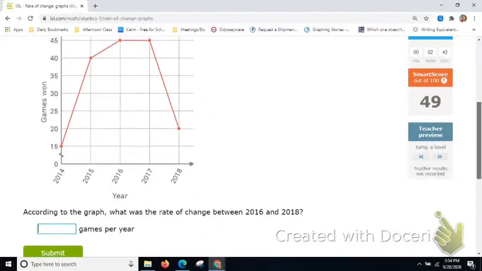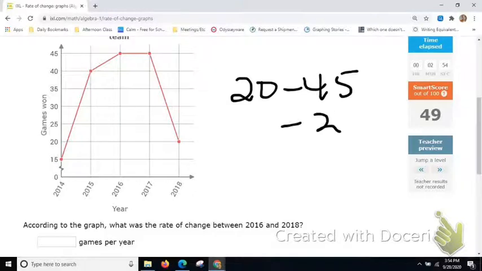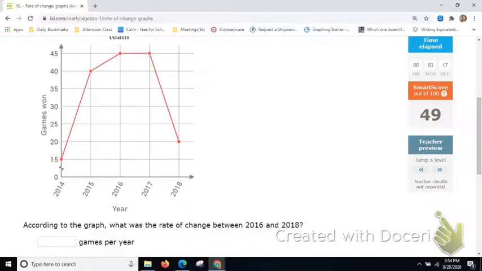So this time between 2016 and 2018. So 2016, it was 45. 2018, it's 20. So we would want to do the 20 minus the 45. And that would be over the course of 2 years. So I'm going to say negative 12.5. So it changed by 12.5 games per year.